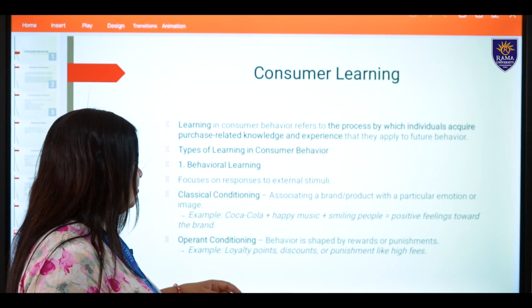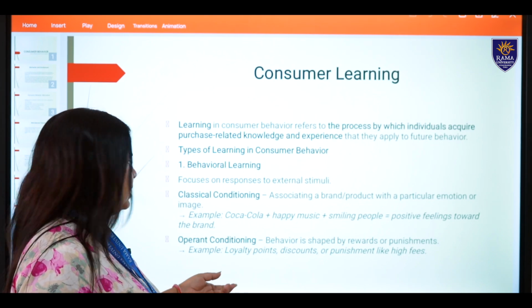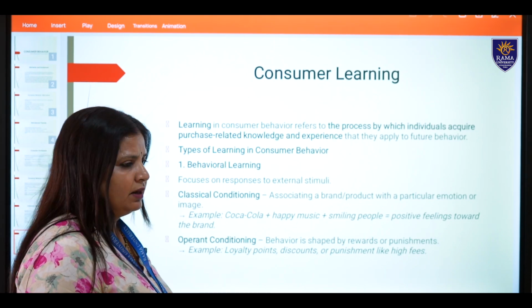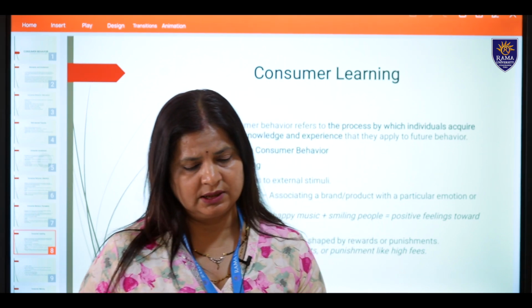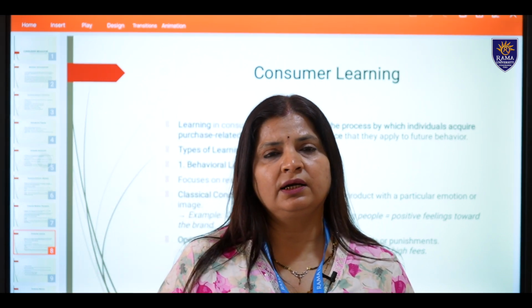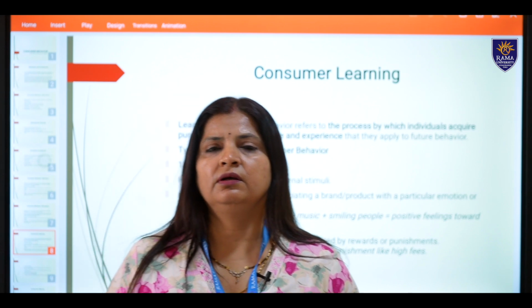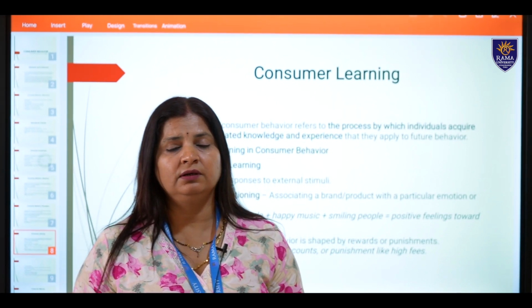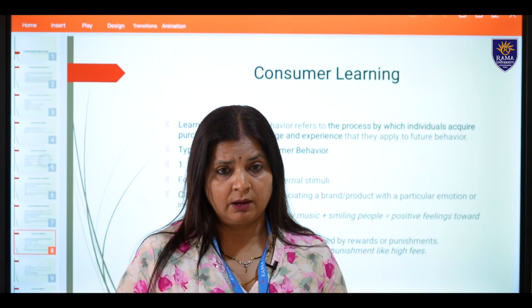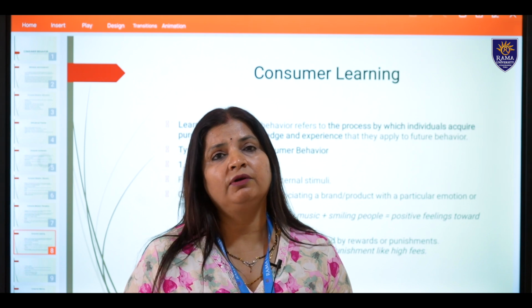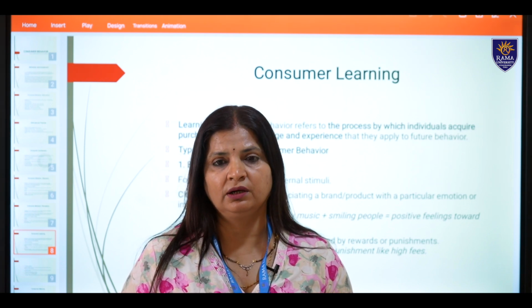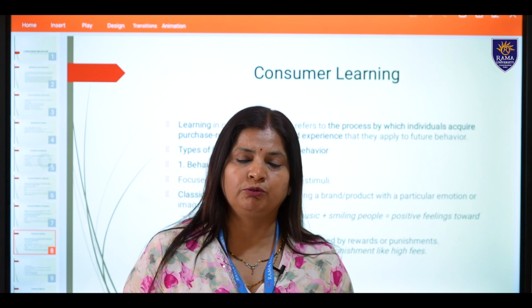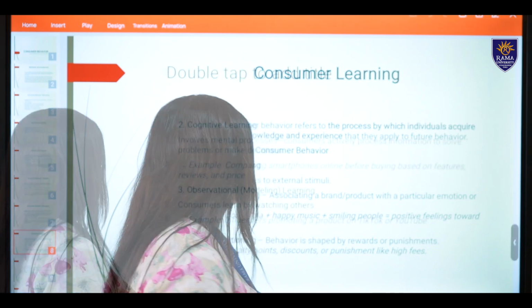Operant conditioning: behavior is shaped by reward or punishment. Operant learning: when we purchase a product, at the time of feedback we learn about that product, and after that we purchase it again because we have learned many things about it. We love that product and we want to purchase it from time to time.